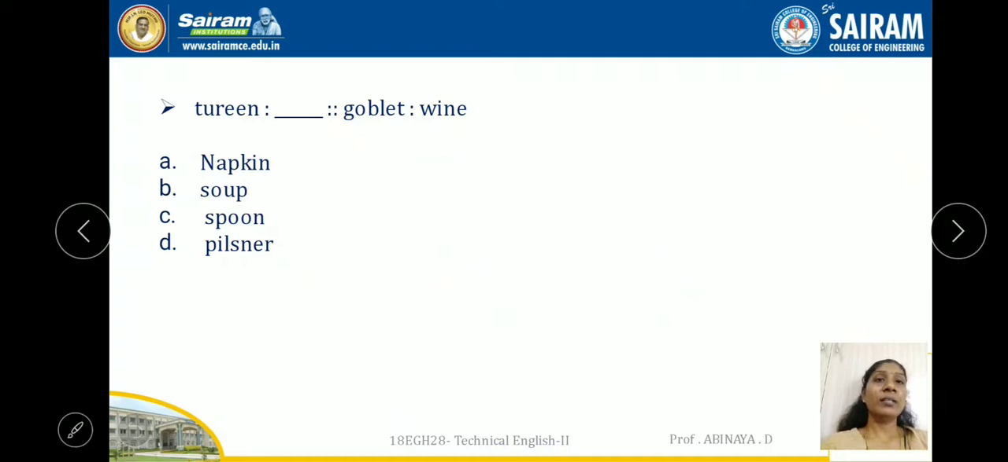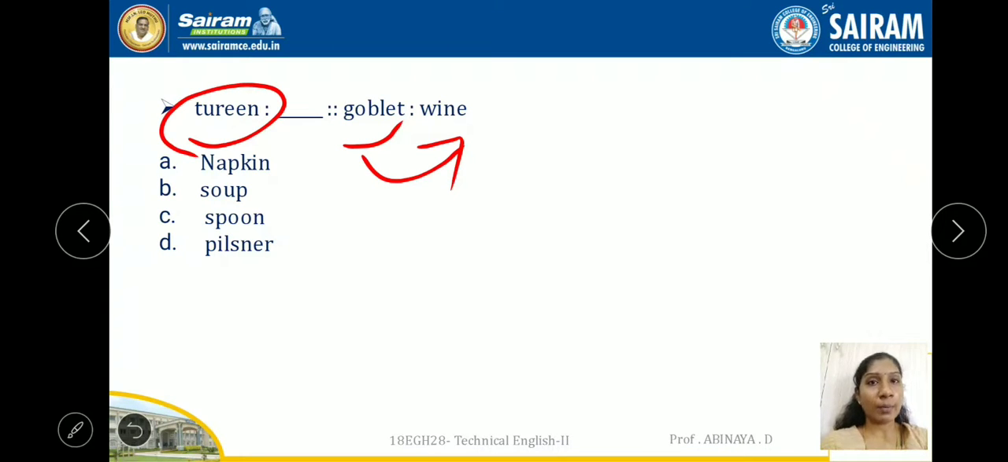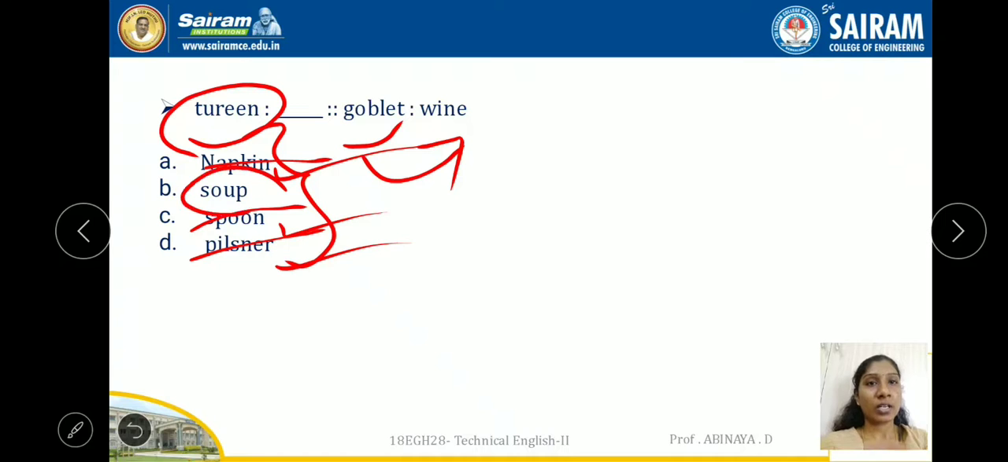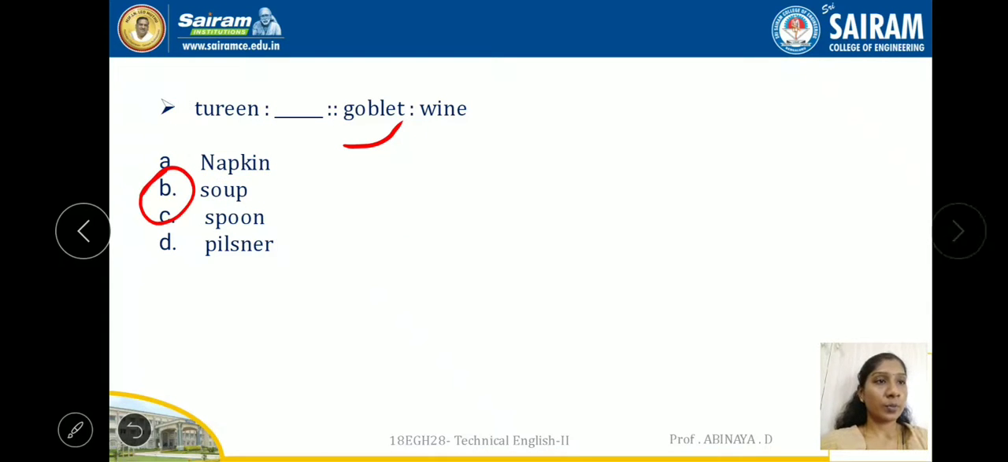So here, tureen is to blank and goblet is to wine. First we will see the relationship between goblet and wine. Wine is a drink, so obviously this blank is to be filled 90% with a drink only, and the goblet is a product which holds this wine, right? So tureen obviously will be a product which holds a drink here. Napkin is not a drink, spoon, cleanser, no. So the rest is soup. That is the right answer. So here the answer is soup.